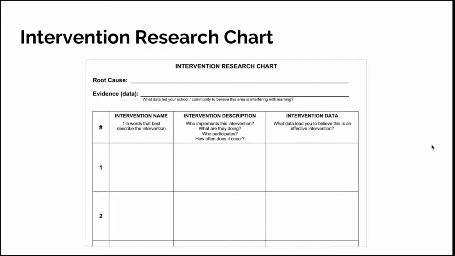Who implements the intervention? What are they doing? Who participates? And how often does it occur? So just jot the basics of that. And then your intervention data. What data led you to believe this is an effective intervention?